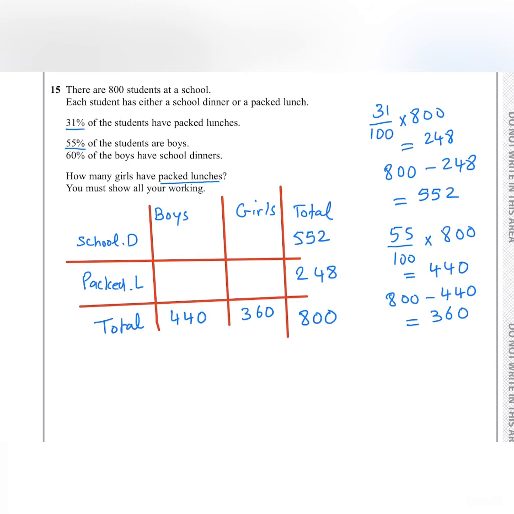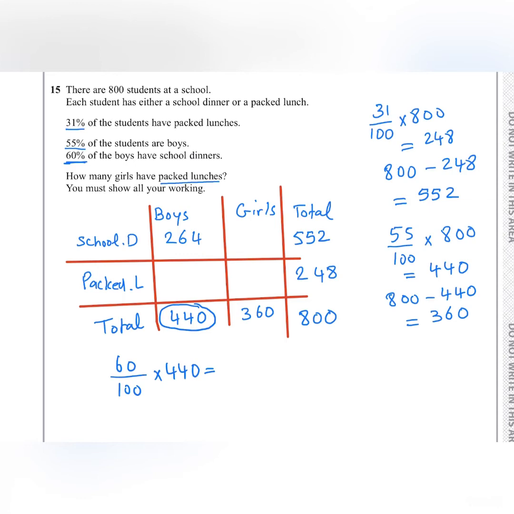And it said 60% of the boys have school dinner. So this is how many boys there are. Now 60% of these boys have school dinner. So 60% of 440. So again, 60 divided by 100 times 440. Okay, so that is 264.